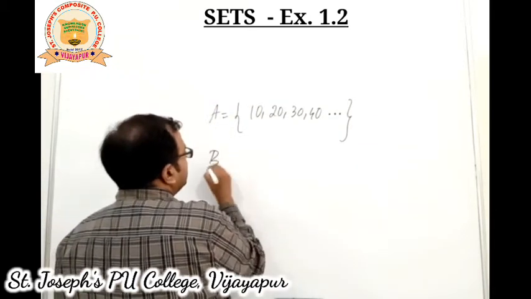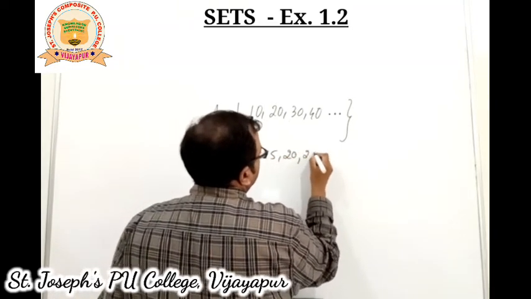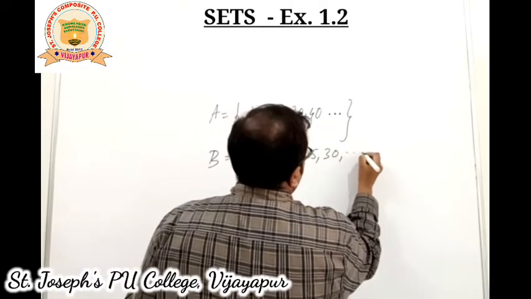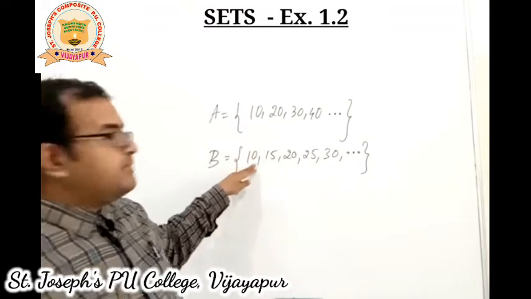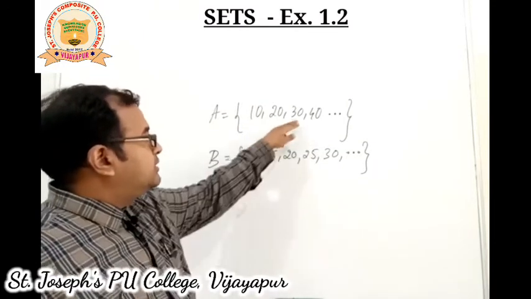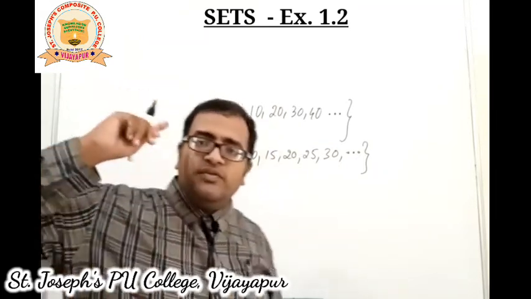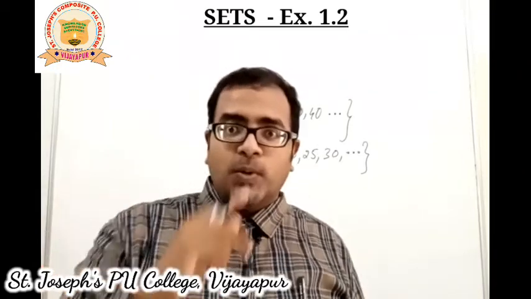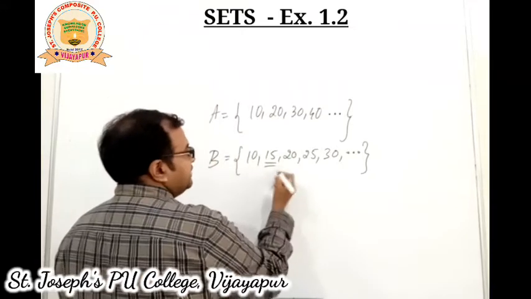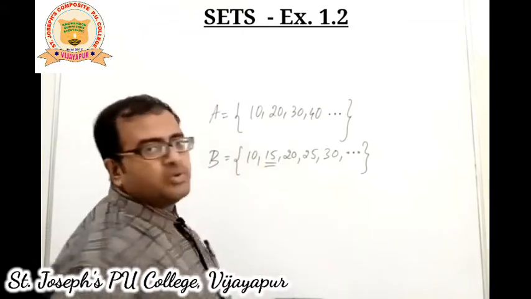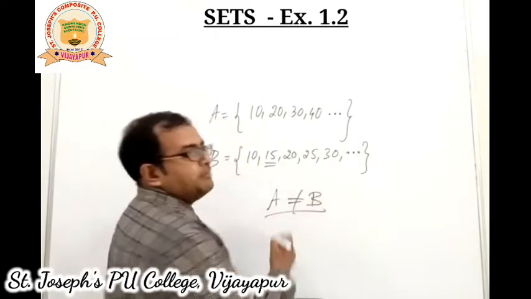Now, comparing with set B, which is in roster form, 10, 15, 20, 25, 30. If you check 10, yes, it is same, 20 is here, 30 is also there, but 15 which is there in B is not there in A. Even if you find one element which is not same in both, that is enough to say that they both are not equal. So, you can say 15 belongs to B, but 15 does not belong to A. Therefore, A is not equal to B.